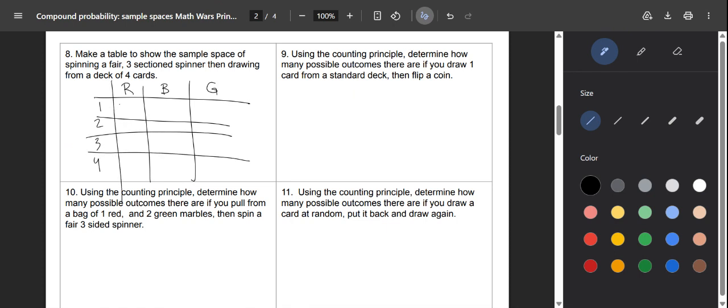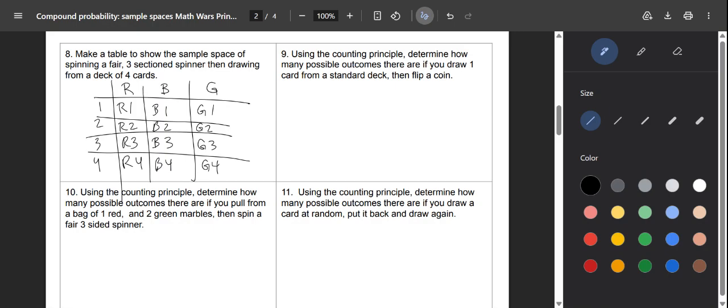So I could get red and 1, blue and 1, green and 1. I could get red and 2, blue and 2, green and 2. I could get red and 3, blue and 3, or green and 3. I could get red and 4, blue and 4, or green and 4.